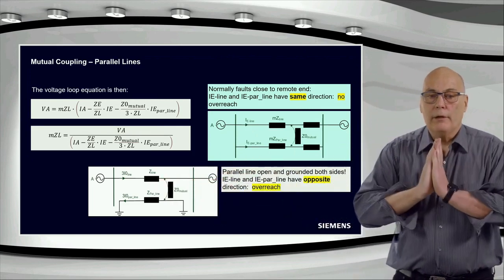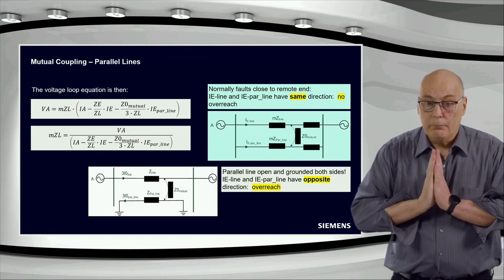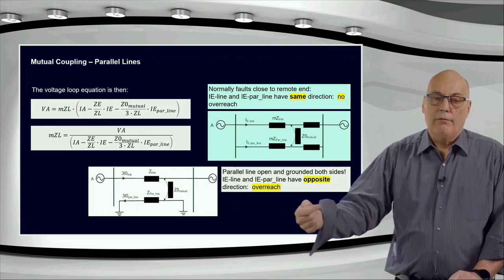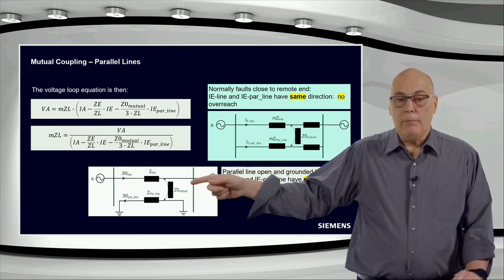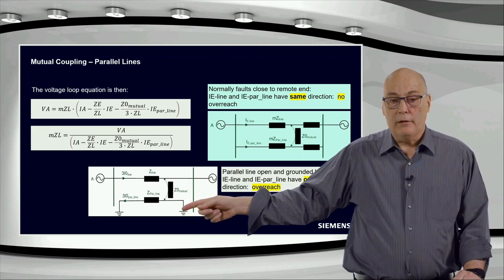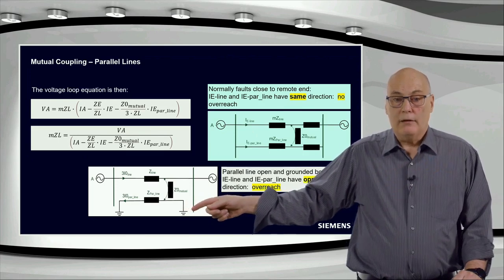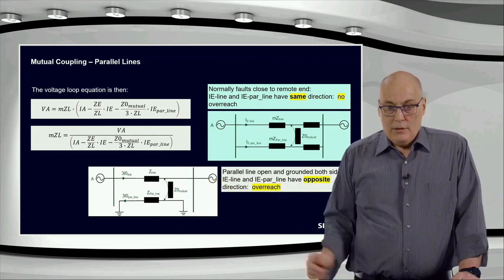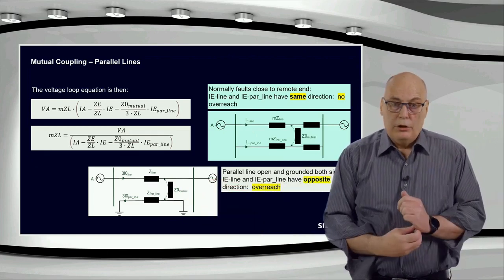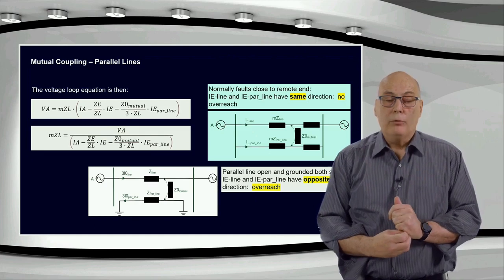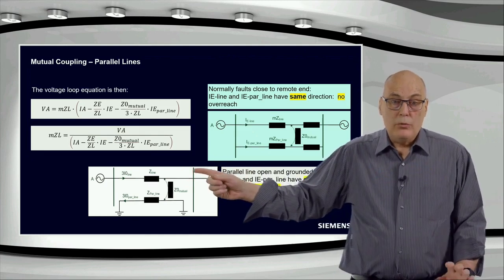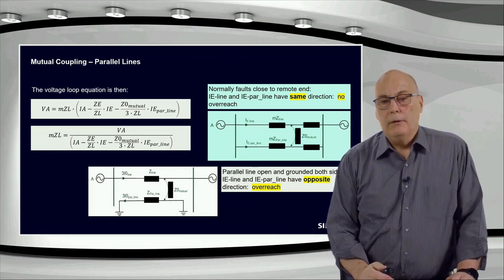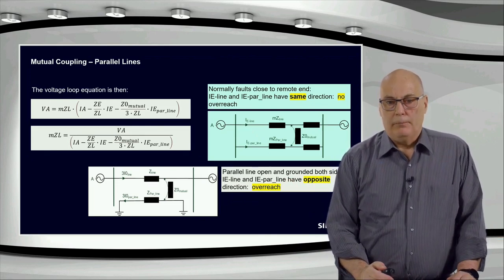You get a zero sequence current, IE, flowing out on the line, and on the parallel line it will couple and flow back in the opposite direction. The mutual coupling makes a circulating current flow here, opposite to that one, and that would create an overreach. So during the parallel line open and grounded condition, one must be careful. One may have to apply some settings to reduce the reach, or, as we will show now, we have the option to apply a compensation.